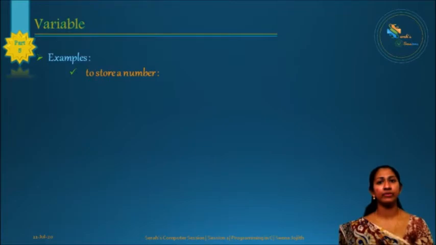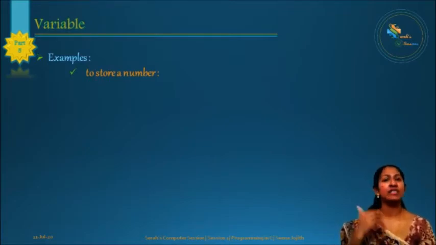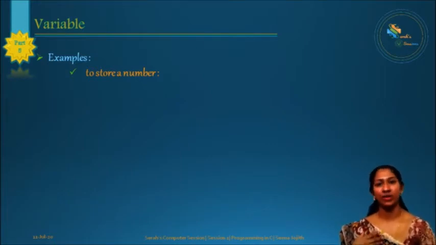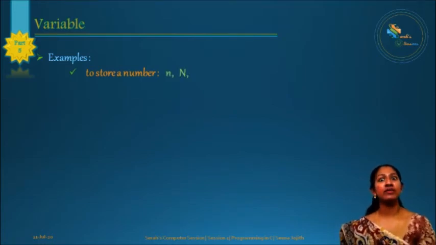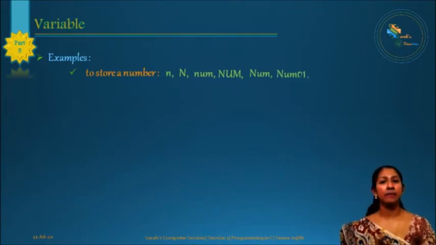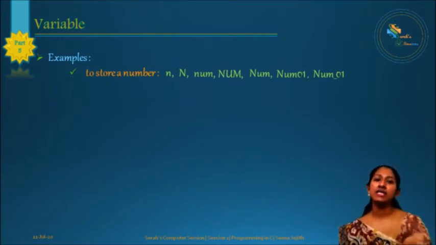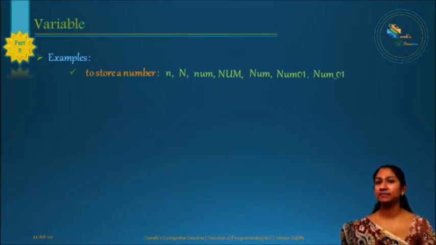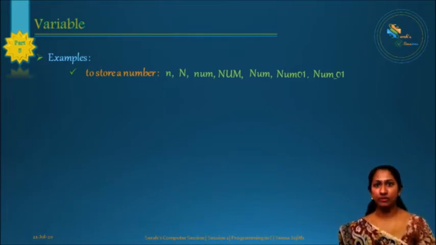Now next we'll move on to the examples. To store a number, you can use variables according to your choice, but this is just to make you understand the common usages that come along when we write a program. To store a number, you can use just n, or capital N; both are different. You can use num, capital NUM, number as such, NUMBER. In this example, you can see that I've used digits and underscore.